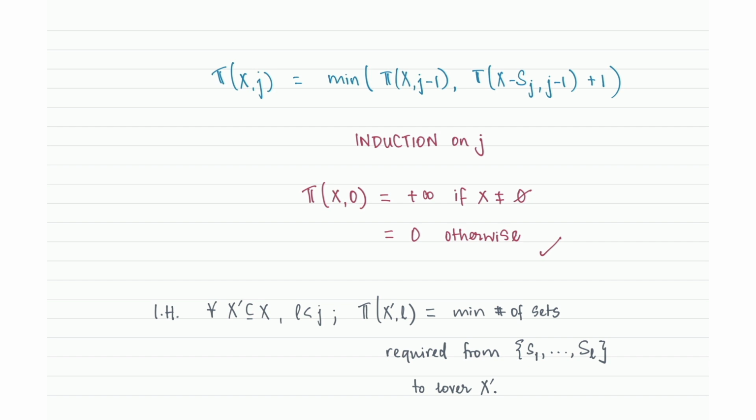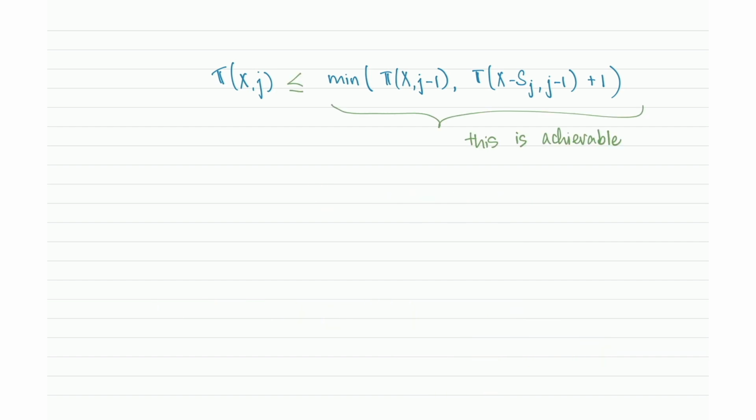Now, to prove the equality, we are basically going to break this up into two inequalities. The first one is that the left-hand side is less than or equal to the right-hand side, which is to say that the right-hand side is a good upper bound for the left-hand side. So I'm going to keep calling the right-hand side our estimate for T of X, j, and this inequality is basically saying that this is a realistic estimate.